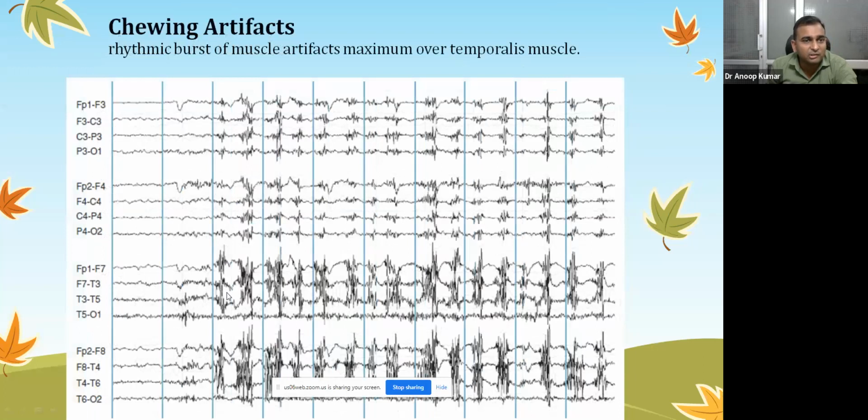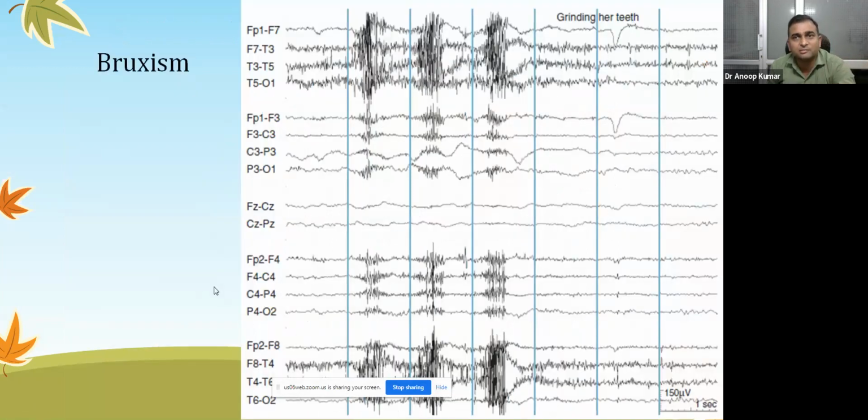They are the chewing artifacts, occurring mostly in the temporal regions, from the temporalis muscles, but they are usually present in all the leads, not limited only to the temporalis muscle. But in case of bruxism, they are usually limited to the temporalis muscle electrodes; they are not present in the central and midline electrodes, like FZ, CZ, PZ. They are absent in those cases. And the duration of the hypersynchronous firing or the high faster activity is broader than the chewing artifact.